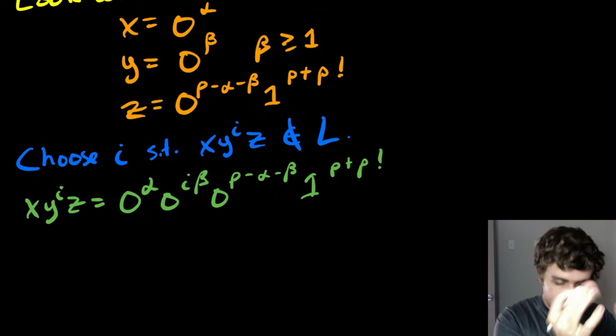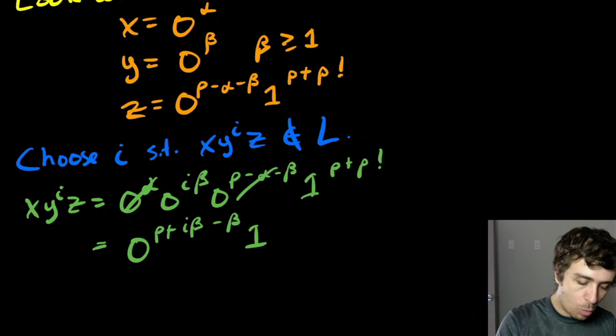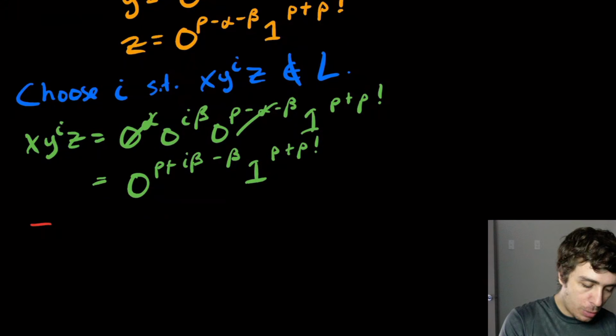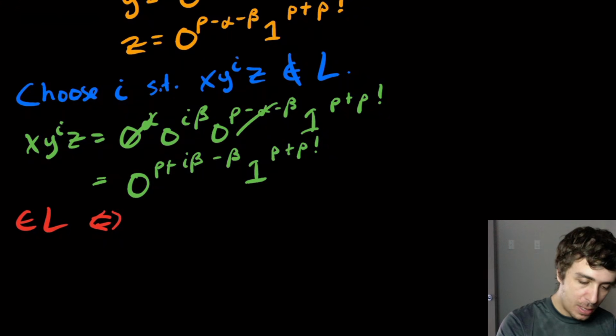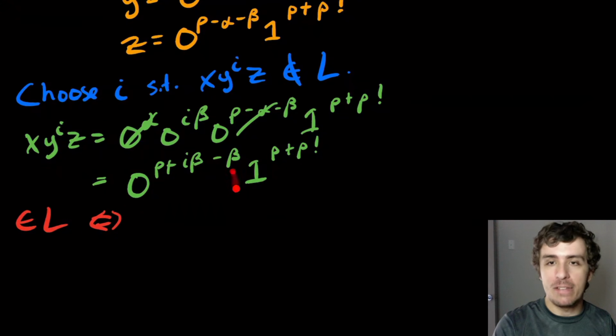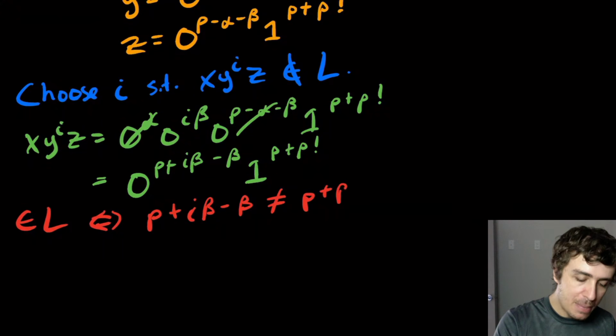And let's collapse the zeros again. So we have 0 to the p, and the alphas get killed off, I should say, p plus i beta minus beta, 1 to the p plus p factorial. So what we can show here is that this thing is in the language if and only if these two numbers are different, because that's what the language is defined to be. So p plus i beta minus beta is not equal to p plus p factorial.